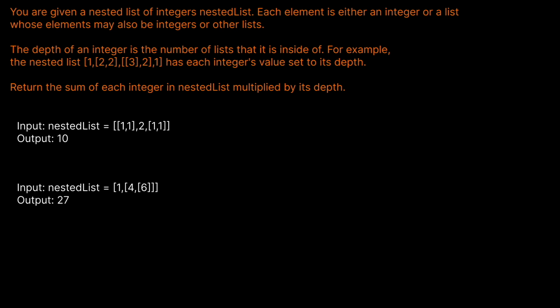Today we're going to be solving Leetcode problem 339, Nested List Weight Sum. You are given a nested list of integers. Each element is either an integer or a list whose elements may also be integers or other lists. The depth of an integer is the number of lists that is inside of it. For example, the nested list [1,[2,2],[[3],2],1] has each integer's value set to its depth. Return the sum of each integer in nested list multiplied by its depth.